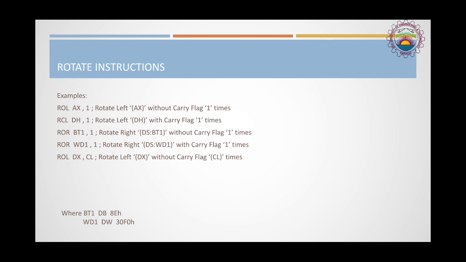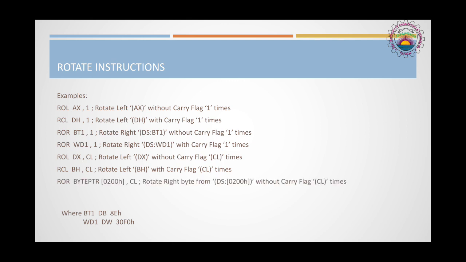Now ROL DX, CL. So the contents of the DX register are to be rotated left without carry flag CL times. Whatever number is present within CL is the count, and for that count we have to rotate the DX register left without carry flag, and the result will be stored in DX. RCL BH, CL: BH will be rotated left with carry flag CL times, and the result will be stored in BH.